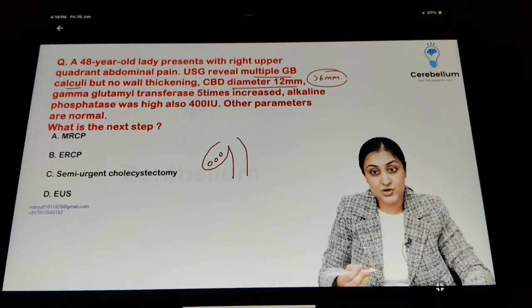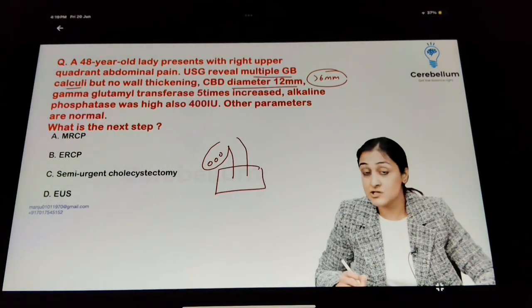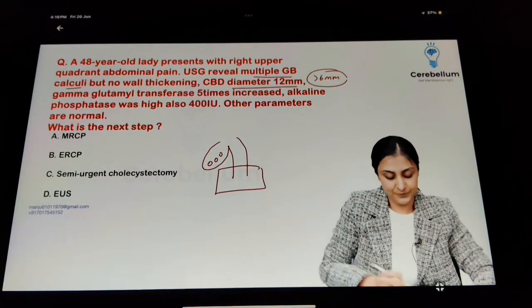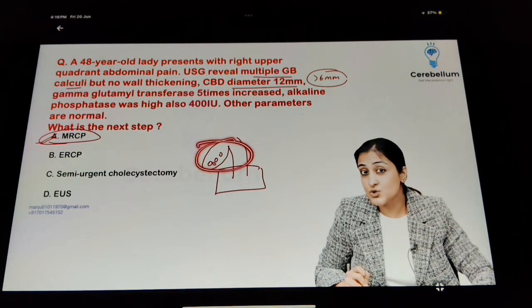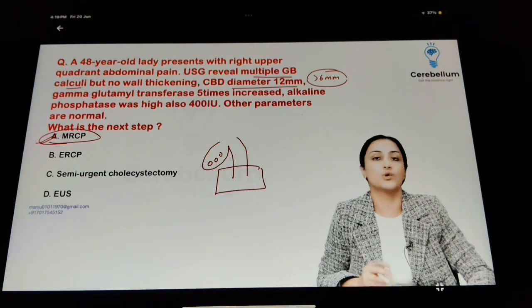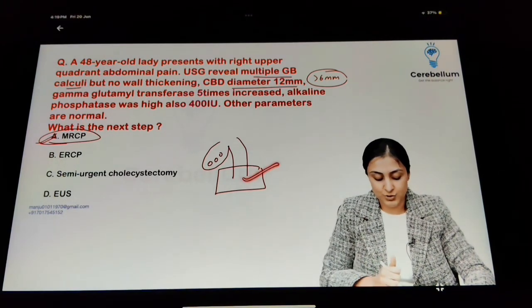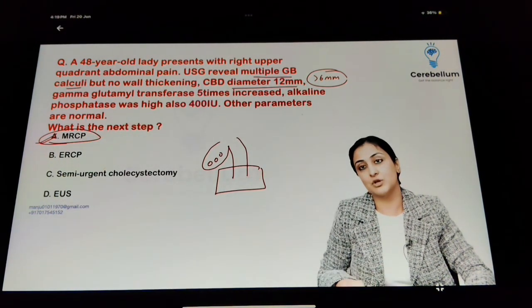GGT is raised, ALP is raised, meaning there is obstruction, but they do not tell me whether there is distal CBD stone or not. So what do I have to do next? Right? That is MRCP. So MRCP to confirm. So what did I tell you? Don't be like gallstones means there are CBD stones. No, we got to see what is the cause of distal CBD obstruction. So that is where we need to do MRCP. Once MRCP confirms, then we will go for ERCP.